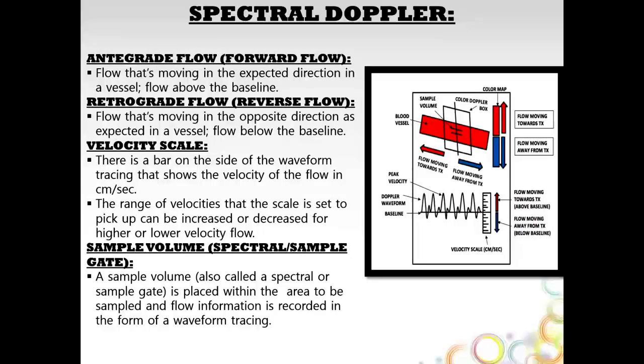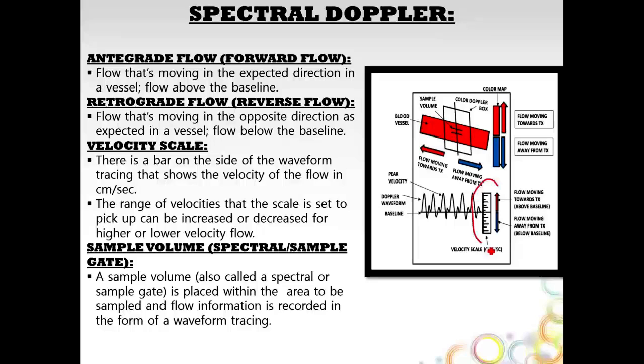Antegrade flow. This is forward flow. So this is flow that's moving in the expected direction in a vessel, flow that's above the baseline. Retrograde flow is the opposite. This is flow that's moving in the opposite direction as is normally expected within a given vessel. This is our flow below the baseline.